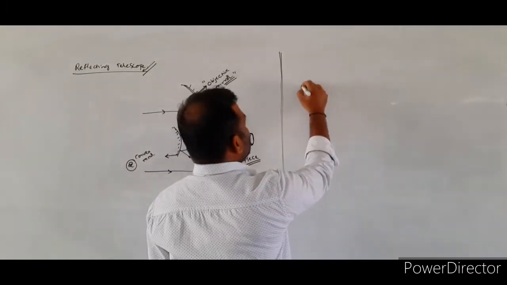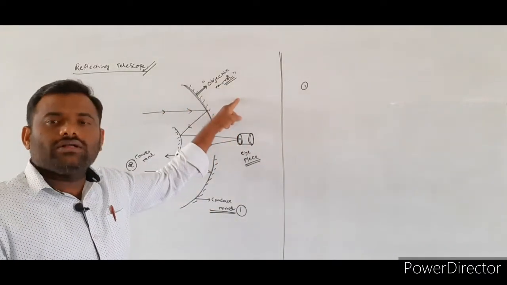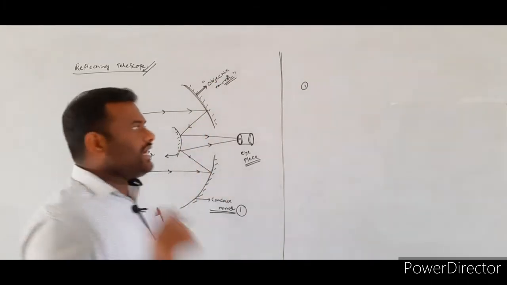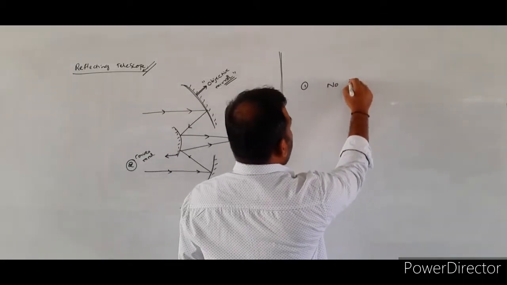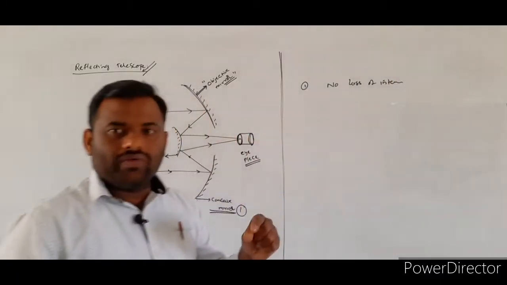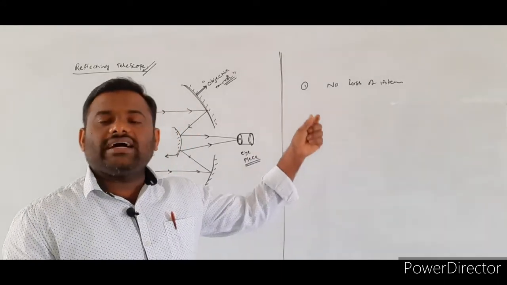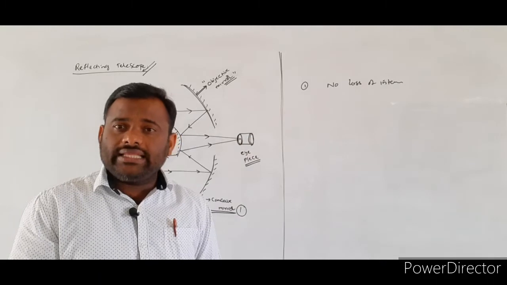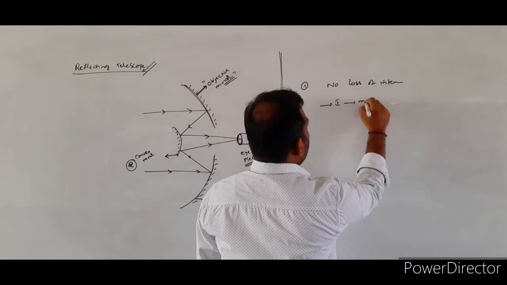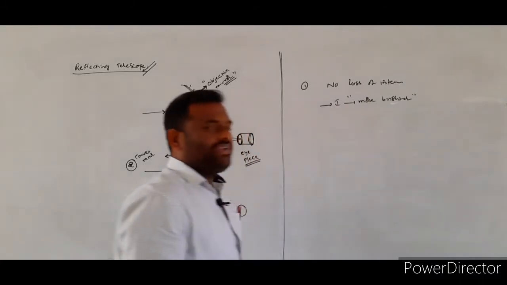So what are the advantages of this reflecting telescope with respect to the terrestrial telescope? First one, since we are using mirrors here, instead of refraction, reflection takes place, so there is no loss of intensity due to the reflection over either convex mirrors or concave mirrors. Because of no loss of intensity, the images we get appear to be brighter. This is the first advantage of the reflecting telescope.